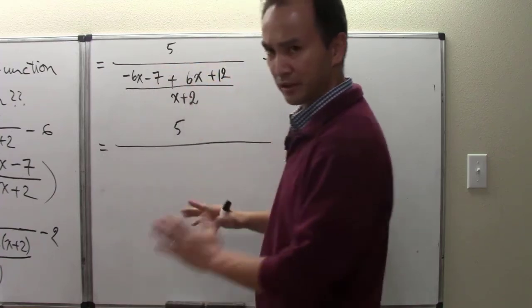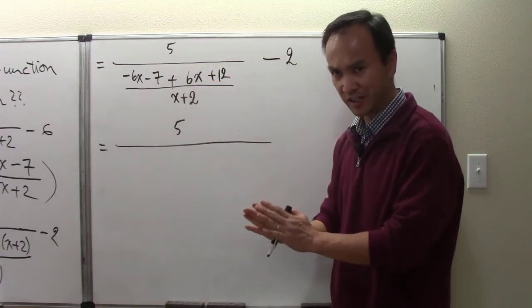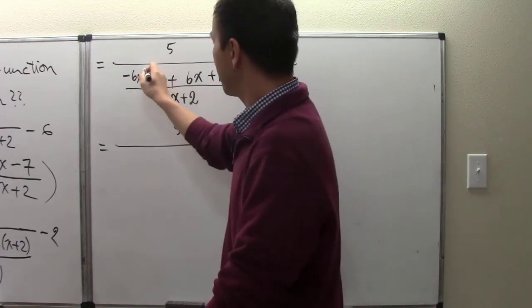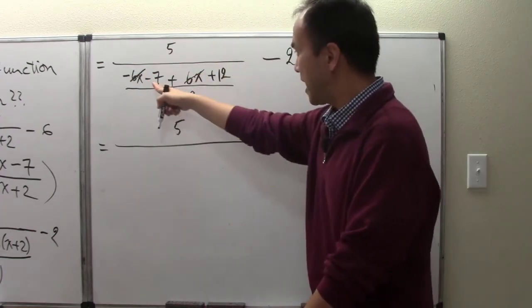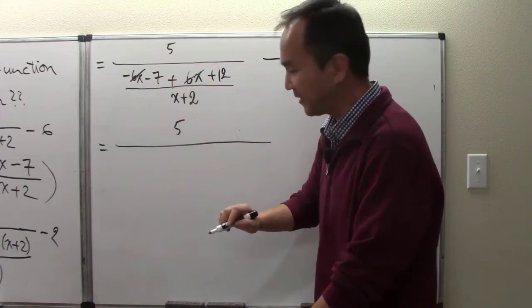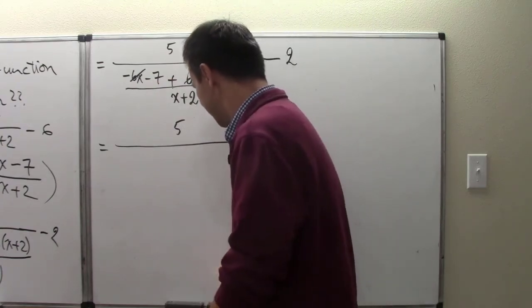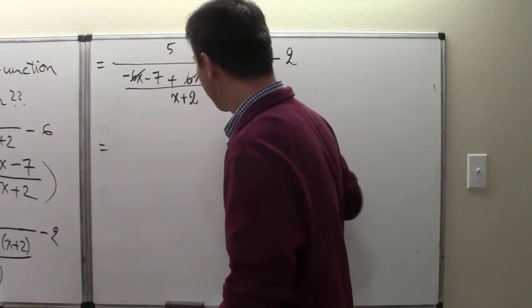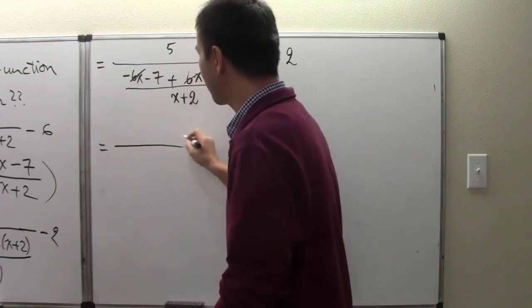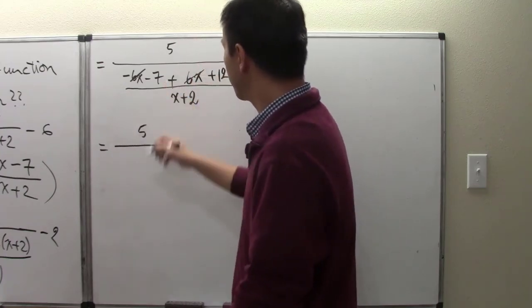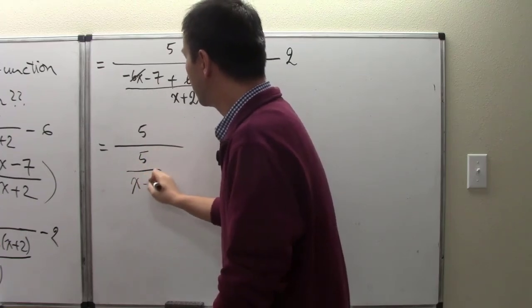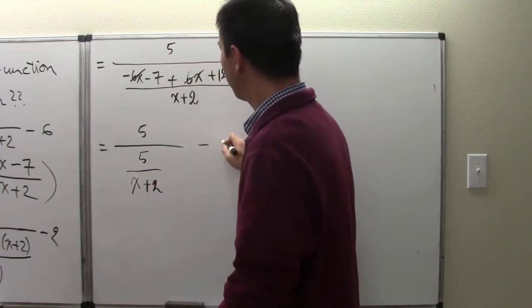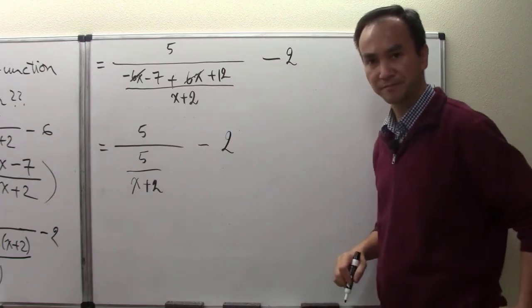combining like terms, and a lot of opposite terms start coming out already. Minus 6x and plus 6x, those two cancel. Minus 7 plus 12 is a positive 5. So now I'm looking at, and I just realized I made my fraction a little too gigantic, because after all it reduces down to 5 over x plus 2. And then don't forget we have that other minus 2 right here.